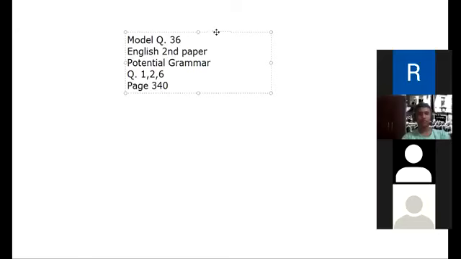Okay. Now we have practice question number one. We have practice question number two. So let's move on to question number six. Question number six will be answered by Mr. Vishal Vishas.